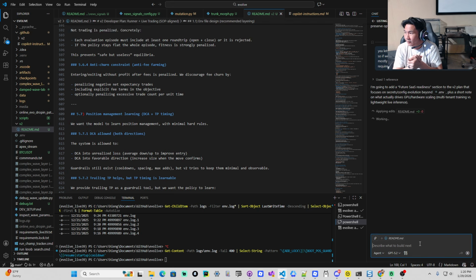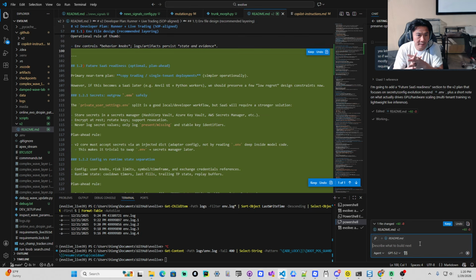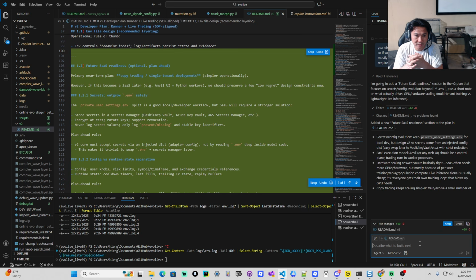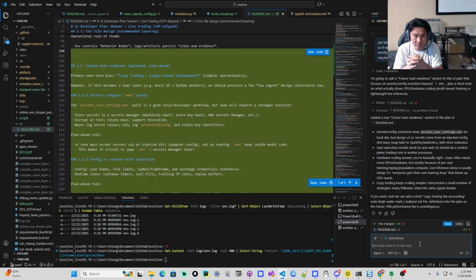Alrighty, let's see what it says. So we're not going to use .env files. It's good for local development, but SaaS requires stronger solutions: a secrets manager, like HashiCorp Vault, Azure Key Vault, or AWS Secrets Manager. Okay, I like that. I think we can probably use that.